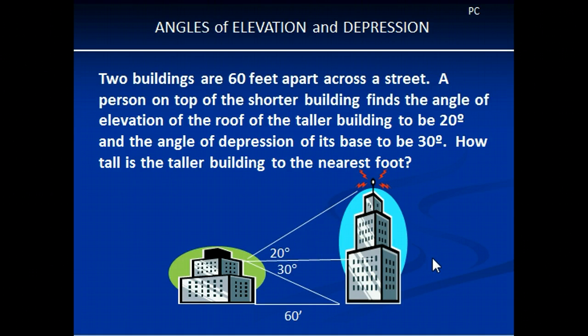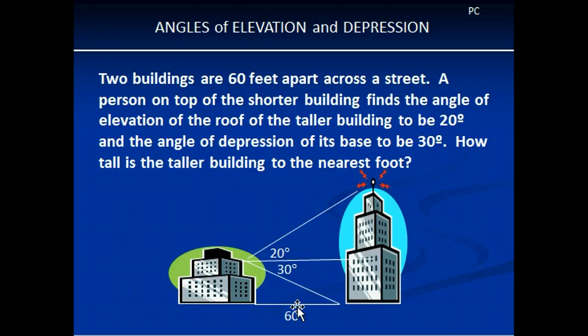Now if you have something like this, and it says two buildings are 60 feet apart across a street, a person on top of the shorter building finds the angle of elevation of the roof of the taller building to be 20 degrees. So if a person is standing on the shorter building, here is the horizontal right here. The angle of elevation to the top of the other building is 20 degrees, from the horizontal up. If it says the angle of depression of its base is 30 degrees, that's from the horizontal going down to the base of the big building.